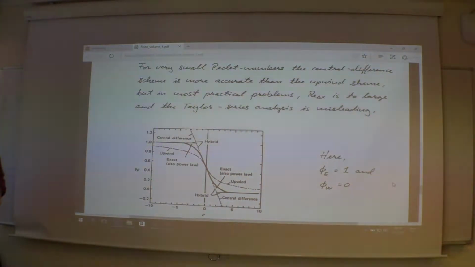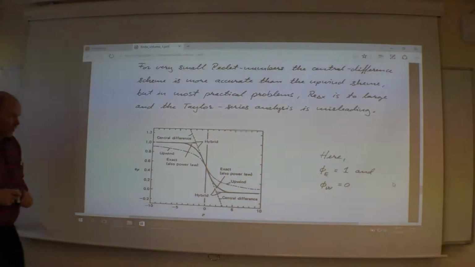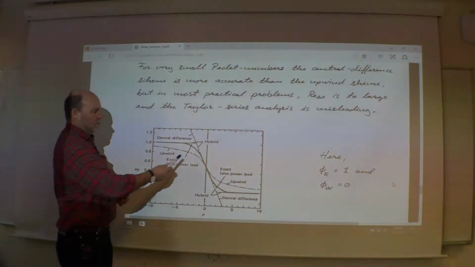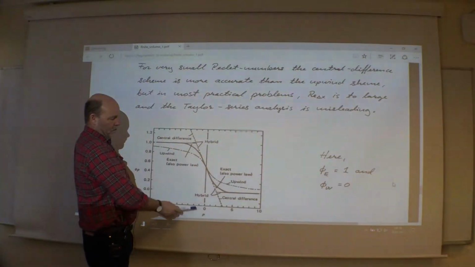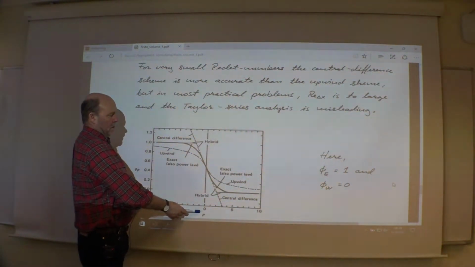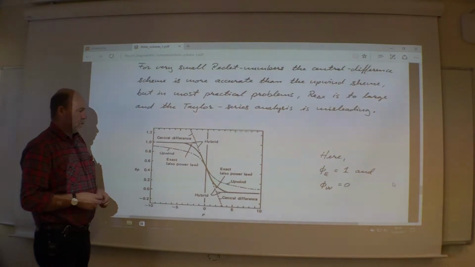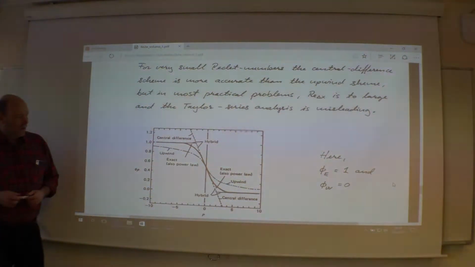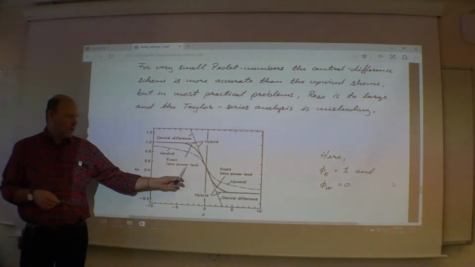So the central scheme is very good in this region, but quickly very bad when you go outside, for values bigger than 2. You can construct hybrid schemes. You use central difference if the Peclet number is small enough, and then you jump to first order upwind if it's not. But that's not so good. You have higher order upwind schemes, power law.